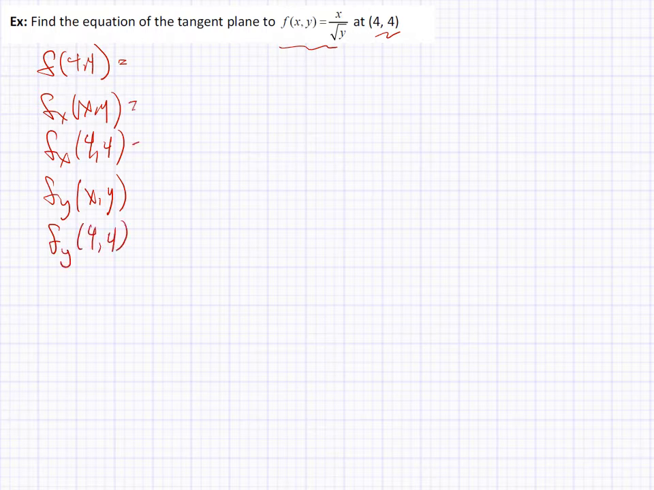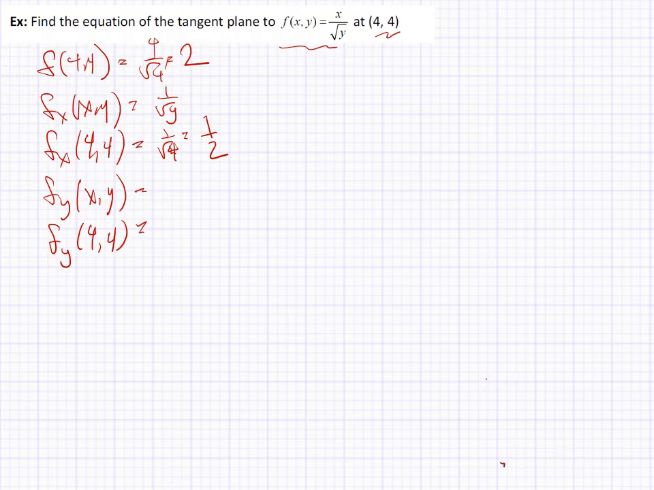Okay. So all should be pretty easy to find. f of 4, 4 would be 4 over square root of 4, so 4 over 2, so 2. The partial derivative with respect to x would just be 1 over square root of y. At 4, 4, that would be 1 over the square root of 4, which would be 1 over 2.